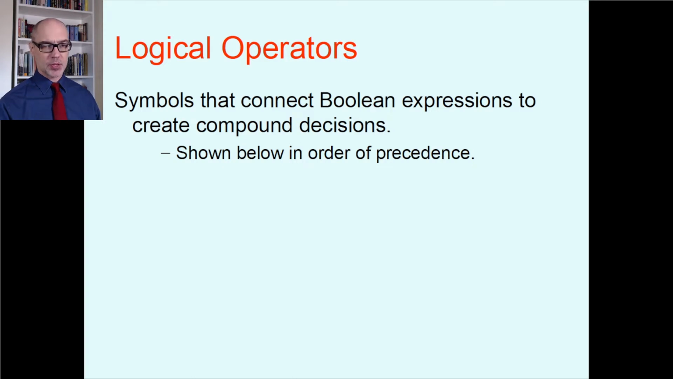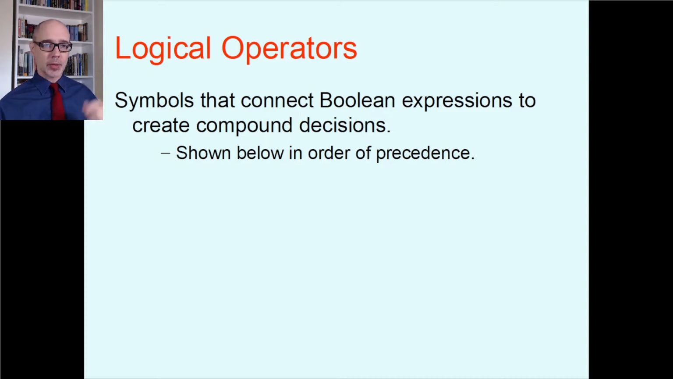And so far, we've just been using one single Boolean expression, probably a relational operator, to make that decision. But you can combine Booleans together in more complicated ways using these logical operators. So logical operators are symbols that connect multiple Boolean expressions together to create compound decisions. Now, again, these are logical operators. These are not arithmetic operators like plus, minus, times, divide. Those take numbers and produce other numbers, right? These are not relational operators that take two numbers and produce a Boolean. Logical operators connect two Booleans and produce another Boolean.